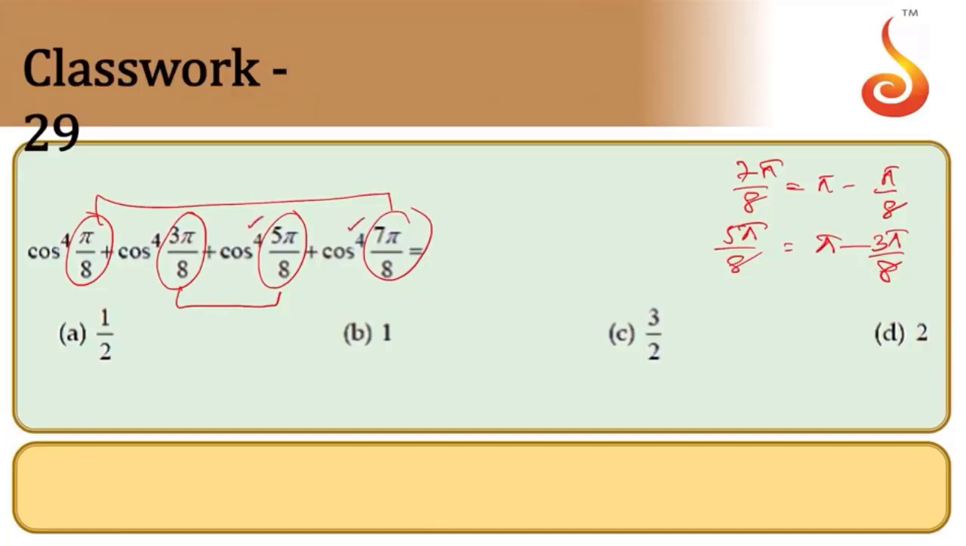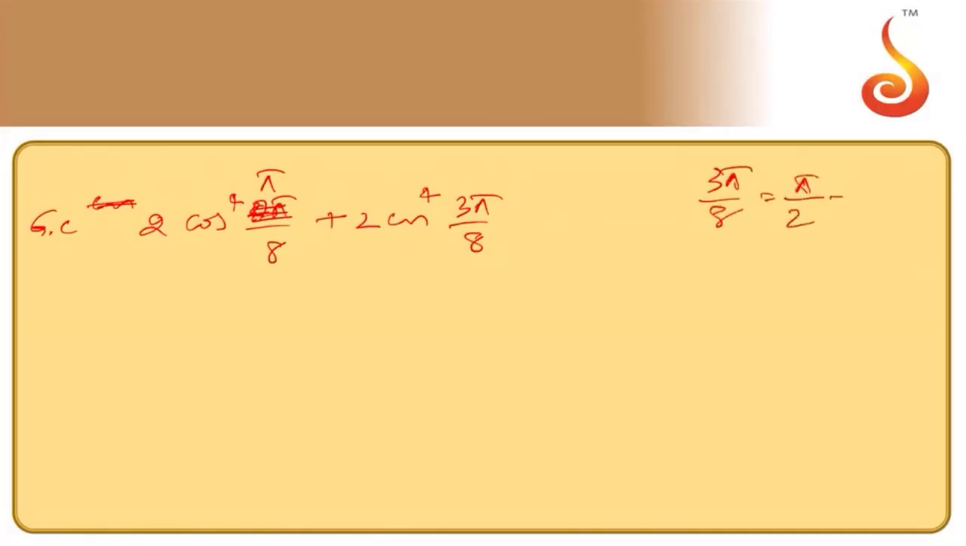But as the even powers are there, I can say cos power 4 of 7 pi by 8 is the same as cos power 4 of pi by 8, so you will be getting twice the values. By using this, the given condition will be simplified to 2 times cos to the power of 4 pi by 8 plus 2 times cos power 4 of 3 pi by 8. But 3 pi by 8 can be replaced by pi by 2 minus pi by 8. This is nothing but, so cos 3 pi by 8 can be replaced by sin here.